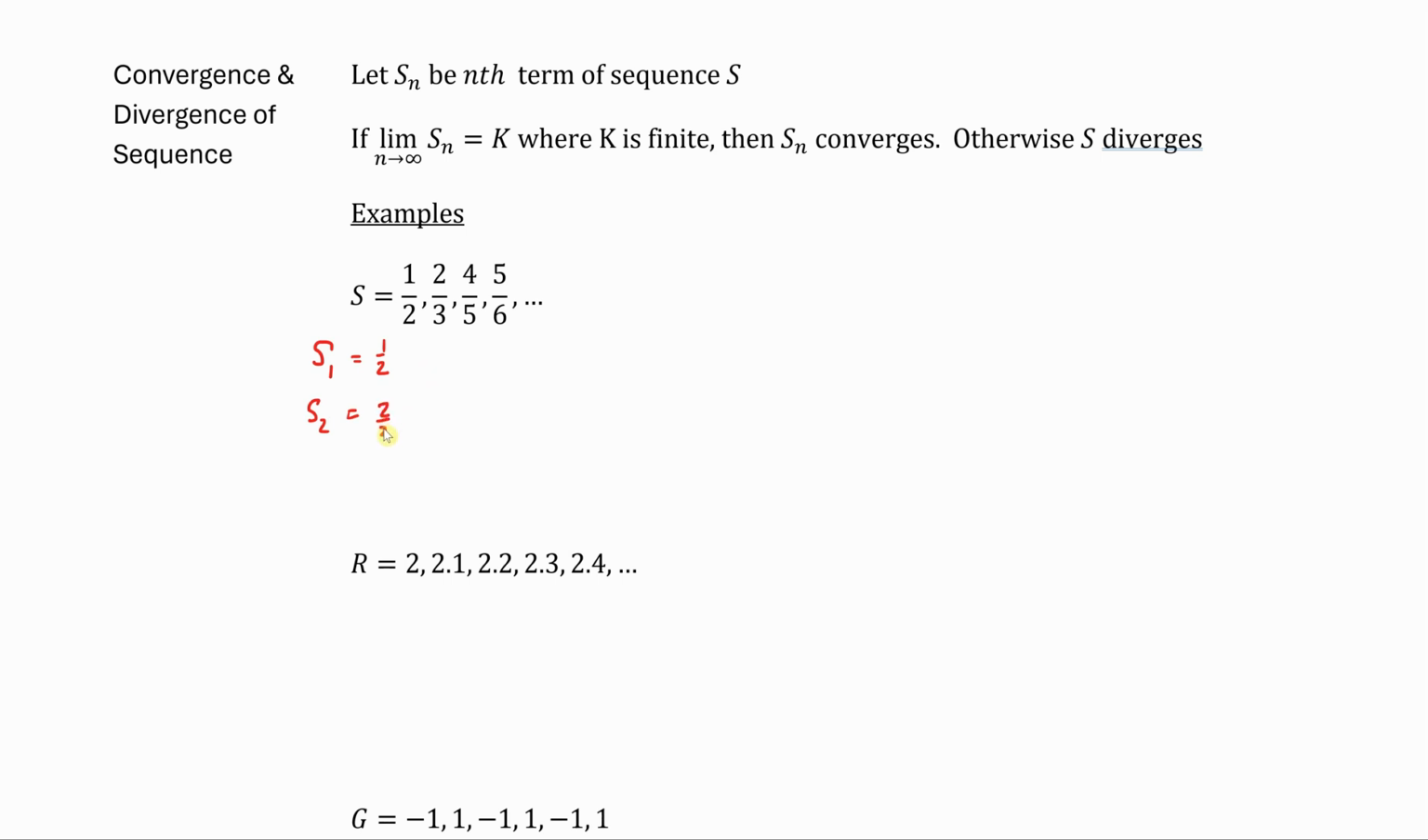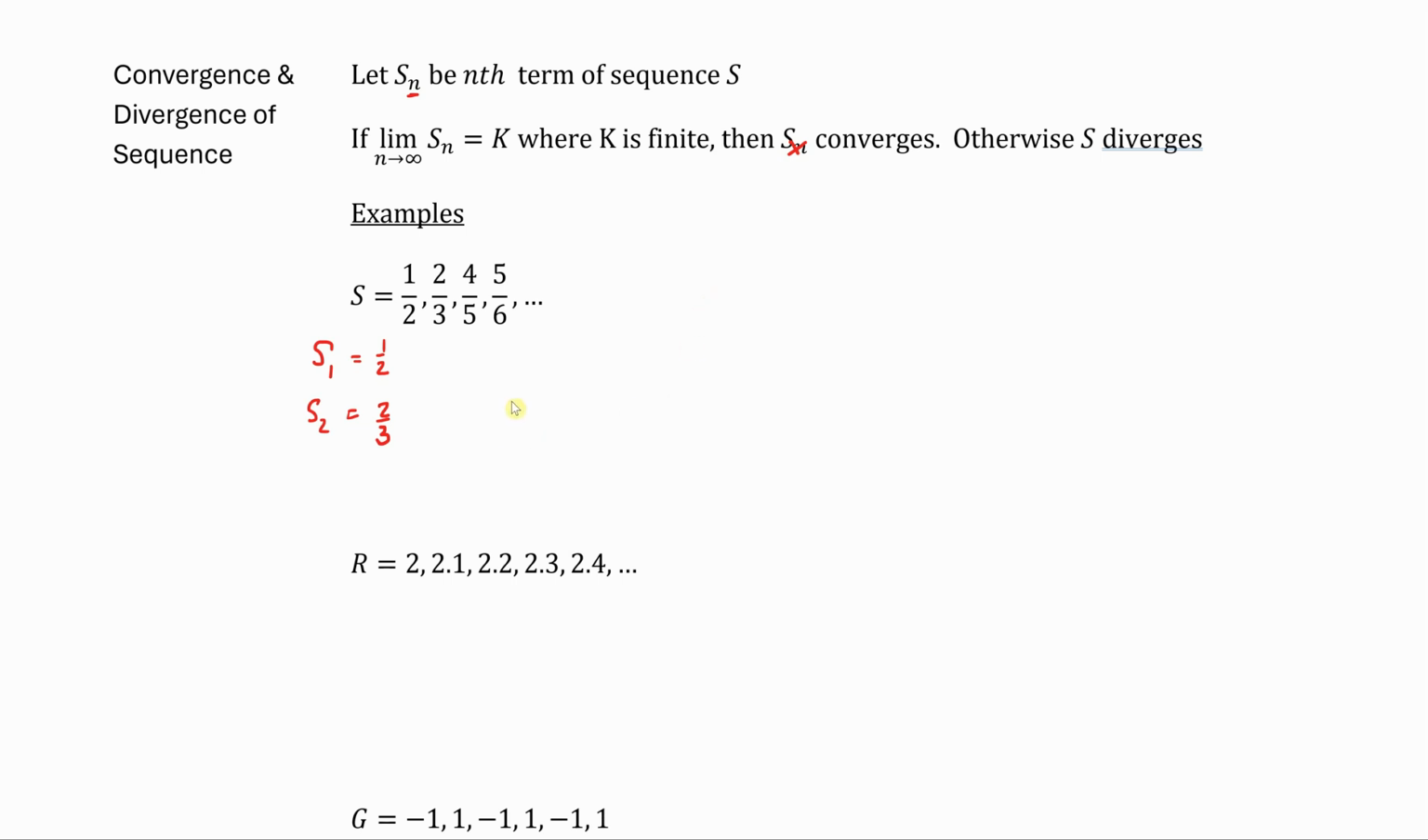Okay, so all n is indicating is the order that the term appears in. If the limit as n approaches infinity, like the trillionth term, of S sub n is equal to k, where k is finite, then we can say that S converges. Otherwise, S diverges.